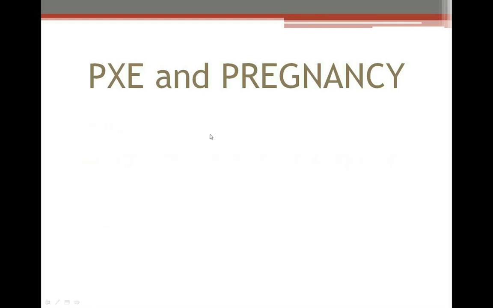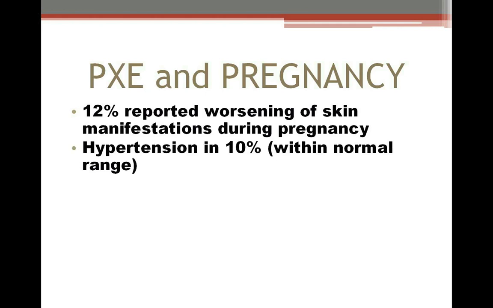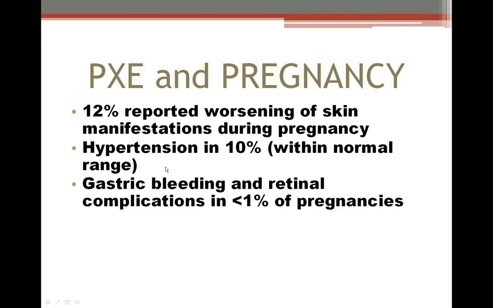83% of the pregnancies ended in live births, and 1% ended in stillbirth. So that's about what you'd expect in a normal population. Twelve percent of the women reported worsening of skin manifestations during pregnancy. Whether this was due to the pregnancy or not, it's impossible to tell. Some of these changes got better afterwards, and some didn't. In some cases, it might have been partly age-related. It's hard to know because it's not a common occurrence, but we know of other women who've reported that. 10% developed gestational hypertension, or pregnancy-related hypertension, which is about normal.